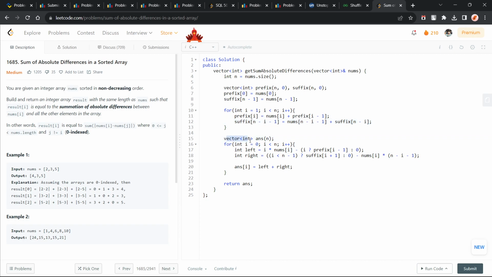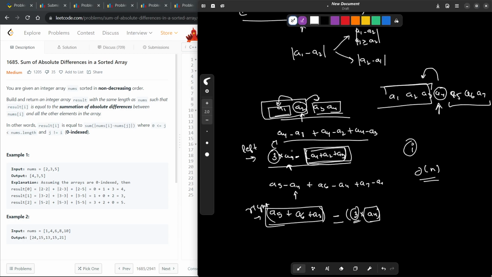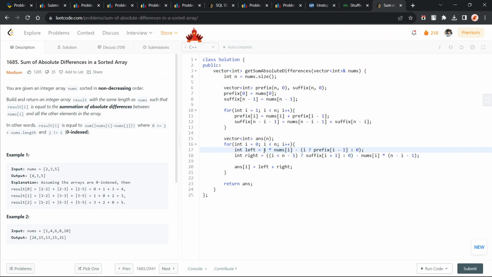Now what I've done is I've created a vector answer of size n, and for each of the values from 0 to less than n, for the left side I'm first of all taking I into nums of I. So you see I'm taking this particular part, I into nums of I. I will basically denote the number of elements before it, and if I is greater than 0 I'm going to take prefix of I minus 1. So why did I have to do this particular thing?